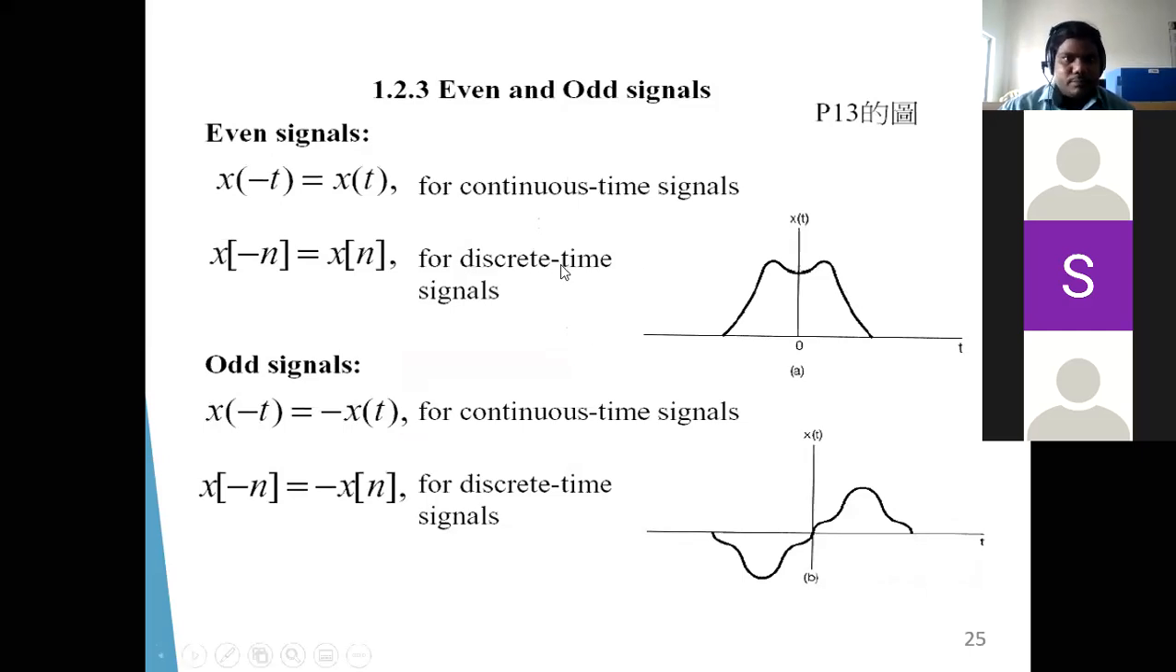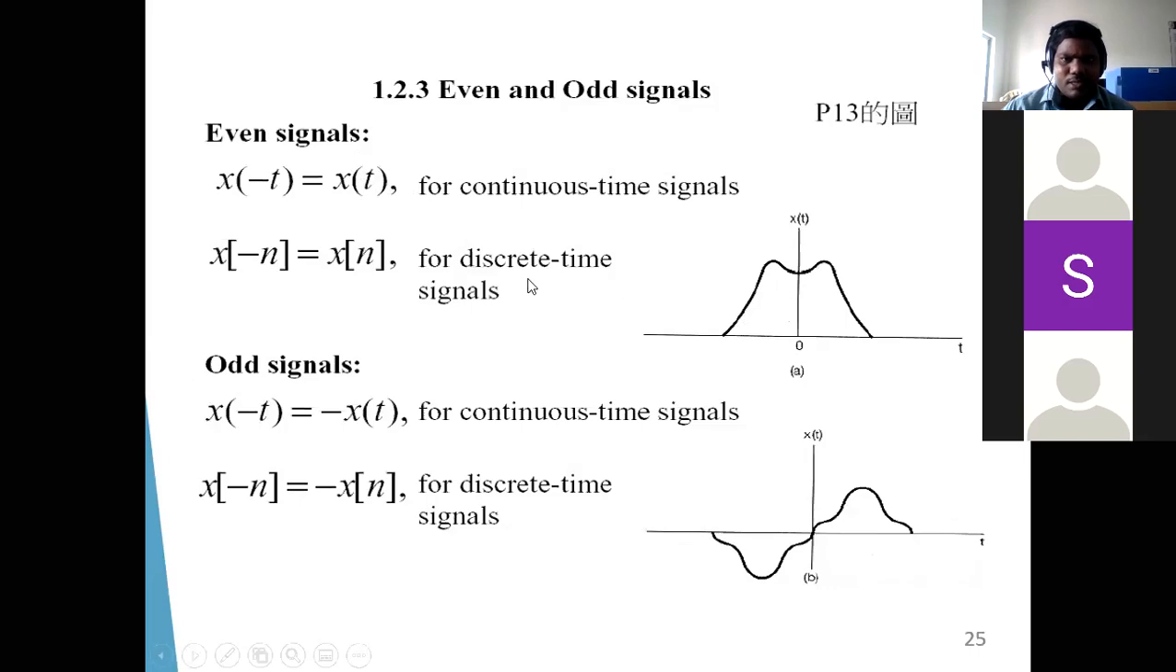So here the representation of even and odd signals is graphically viewed like this. The initial condition of the even signal is x of t equals x of minus t. This is the condition for an even signal represented as a continuous time signal. A continuous time signal is like an analog signal or a digital signal. The periodic signal will appear in different cycles or full complete cycles.